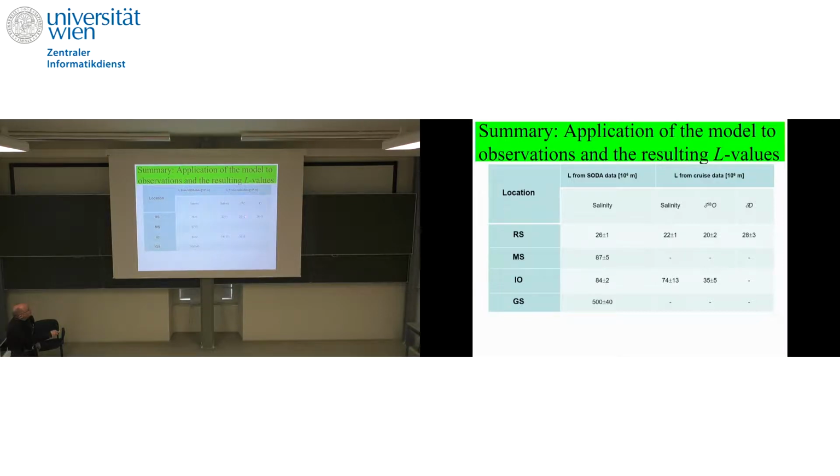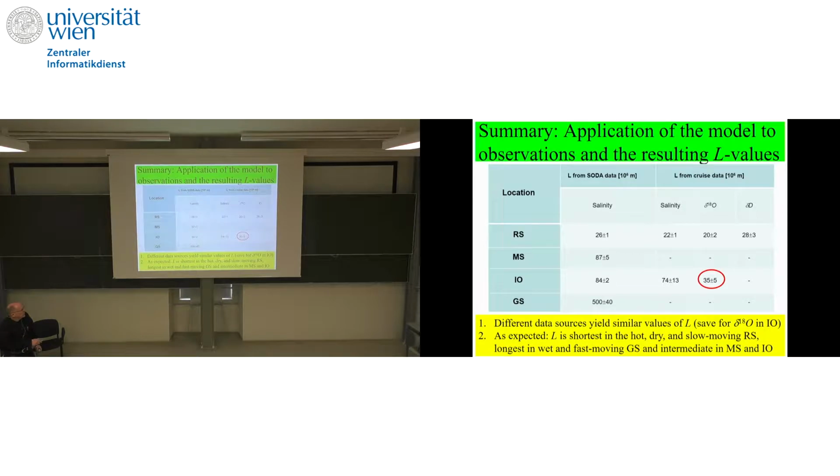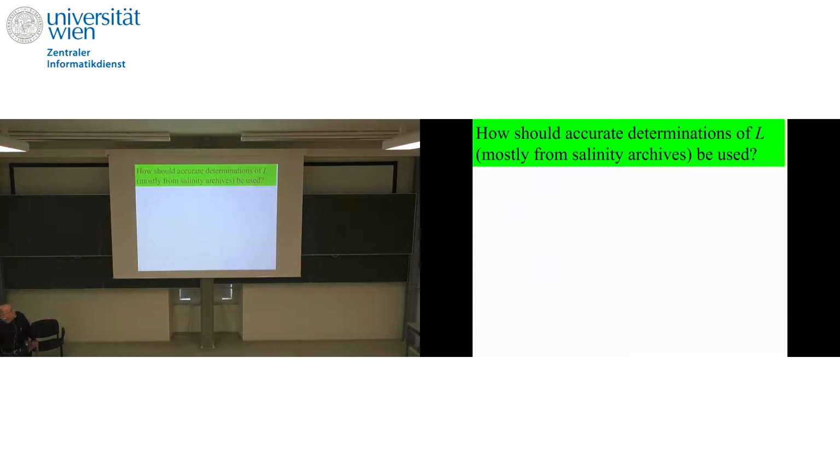So in the case of the Red Sea, we get similar numbers, not overwhelmingly different. Here we get a somewhat different number, by a factor of 2, in the case of the Indian Ocean and the delta O18. So by and large, except for this point, it seems to work. Again, not so much different, but not exactly the same. And as I said, L is very short in the hot, dry, and slowly moving Red Sea, and very long in the fast and not so dry Gulf Stream, and somewhere in between in the Mediterranean, despite all the inaccuracies.